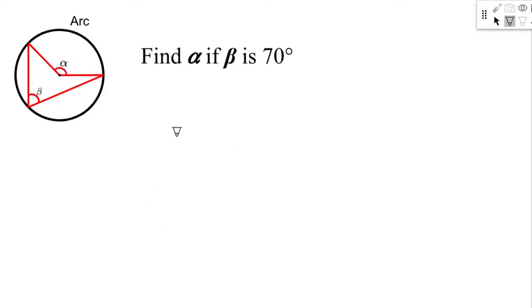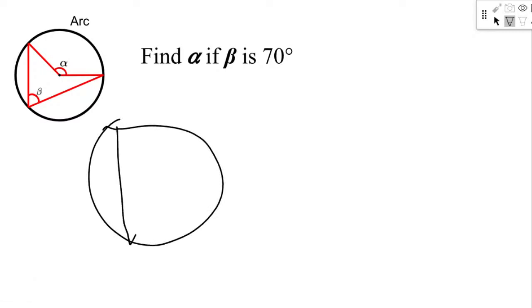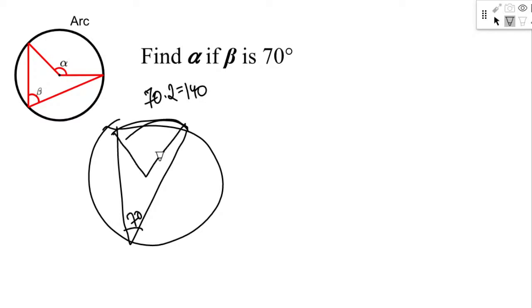Find alpha and beta if beta is 70. So let's draw it. If this one is 70, then the arc is going to be 70 multiplied by 2, or 140. And alpha, which is a central angle, would be equal to the degrees of the arc. So it's also going to be 140.